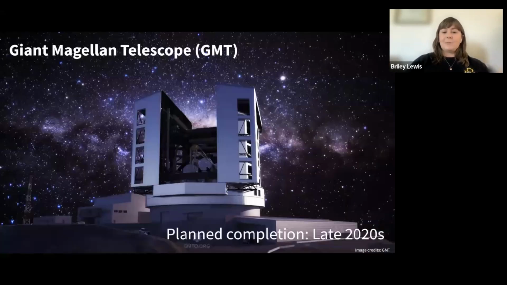And then there's also the Giant Magellan Telescope, another one that would be in Chile. And the US does have a hand in this one too. The partners are the US, Australia, Brazil, and South Korea. And this one would also be hopefully done at the end of the decade.